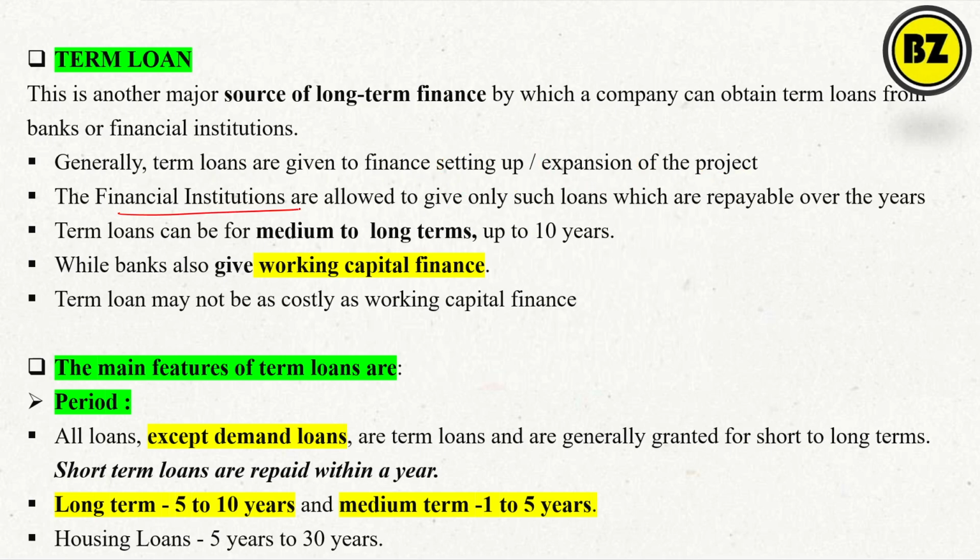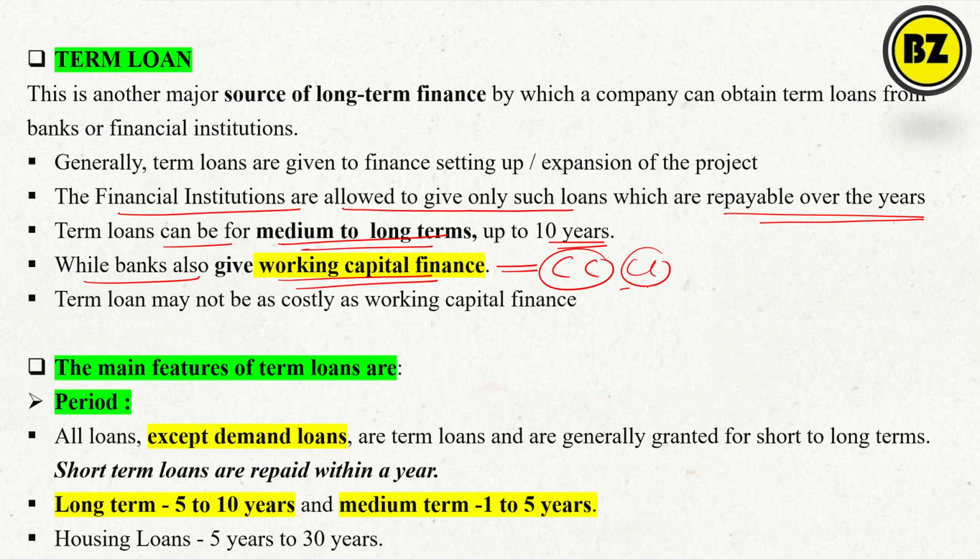The financial institutions are allowed to give only such loans which are repayable over the years. The term loan can be medium to long term, generally up to 10 years maximum. While banks also give working capital finance. What is working capital? CC, cash credit, is a type of working capital, right? The term loan may not be as costly as working capital. Generally, working capital is for day-to-day activity.